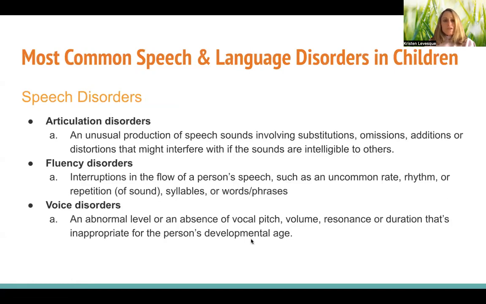Some of the common speech and language disorders, specifically speech disorders, include articulation disorders. So that's when there's an unusual production of speech sounds that are being made. Sometimes they put in different pieces of a sound that isn't supposed to be there or leave parts out, something that might interfere with what they're trying to say and make it unintelligible to others. So fluency disorders, this is an interruption in the flow of a person's speech. So if it's at an uncommon rate, rhythm, repetition, or if they're using the wrong syllables or words. And voice disorders. This is an abnormal level or an absence of a vocal pitch or volume that seems inappropriate for the person's age.